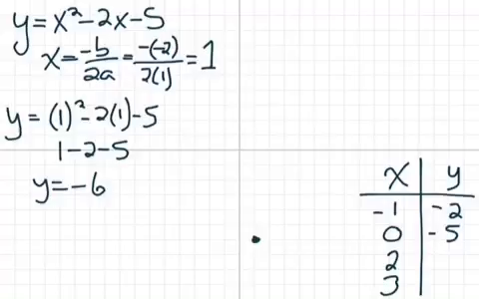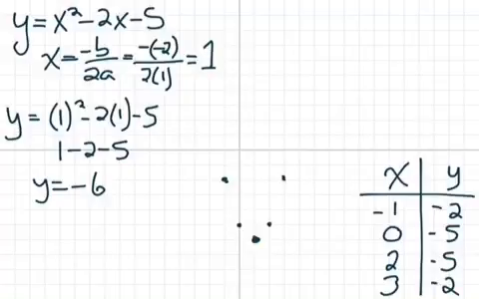I already know my vertex. I put in 2. 2 squared is 4 minus 2 times 2. It gives me 0, and I'm back to negative 5. And then I put in 3. That would be 9. Minus 6 is 3. Minus 5 is negative 2. Okay, so that's looking good. I've got the pattern on both sides, and I can go ahead and graph those. X of 0 is negative 5. X of negative 1 is negative 2. X of 2 is negative 5. And x of 3 is negative 2.